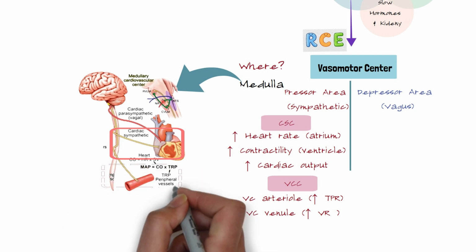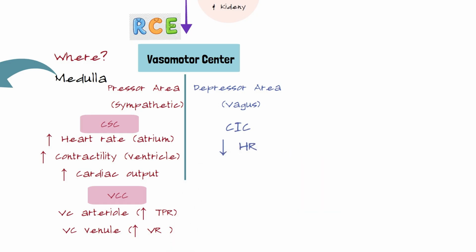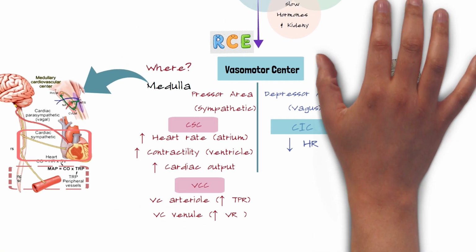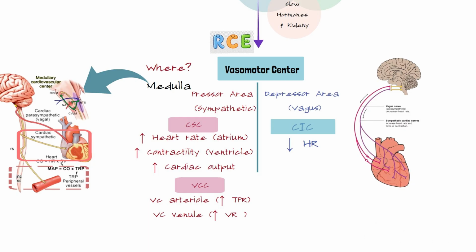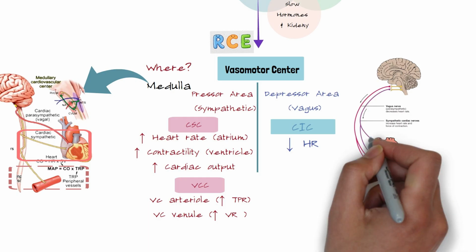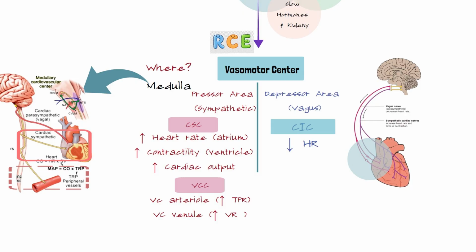Moving to the depressor area. The depressor area is responsible for lowering the blood pressure, and it has two areas: the cardiac inhibitory area and the vasodilating center. The cardiac inhibitory area sends the parasympathetic vagus to the SA node and AV node, so it mainly decreases the heart rate, and has no effect on the ventricle or the contractility.